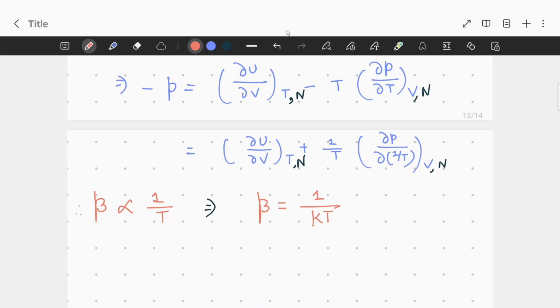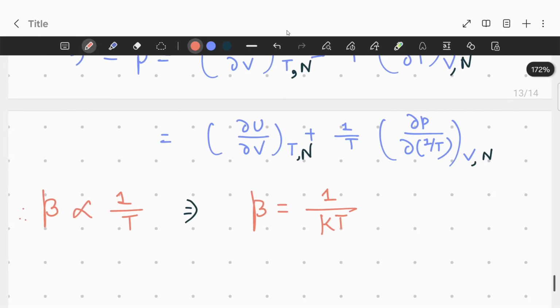From this analysis, what we have done so far in the last 30 minutes, it's evident that beta is inversely proportional to T. But it's not sure that the proportionality constant is 1 by k. For that, you have to compare with other things as well. From Cv you can calculate, because Cv is the only measurable quantity you know. Okay, so I think up to this it's clear, right?